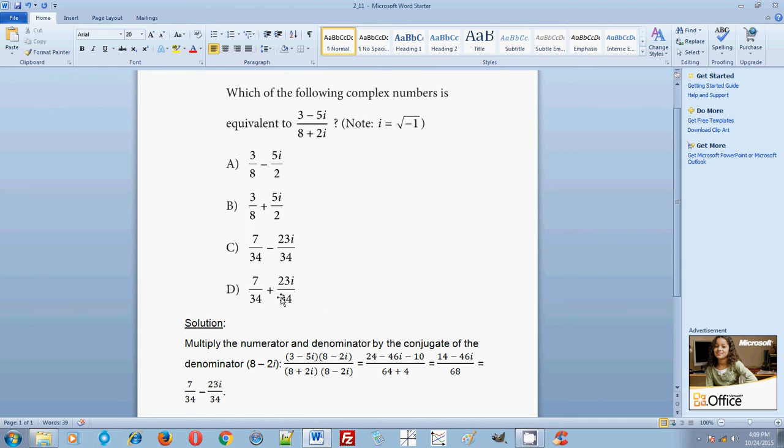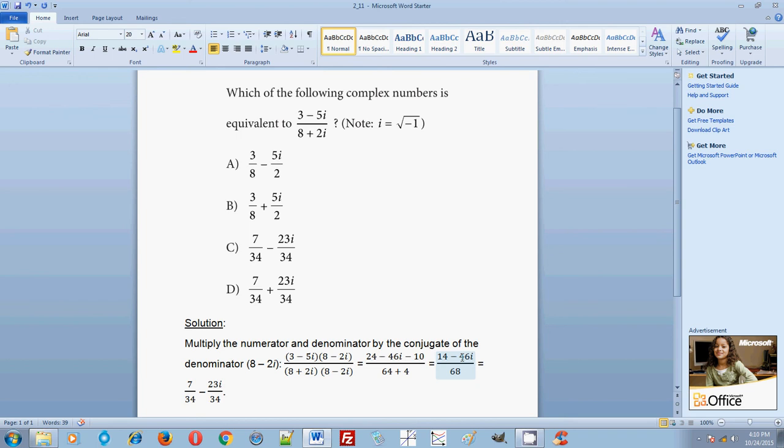So they're just numbers. They're all real numbers. They're not attached to any complex number whatsoever in the denominator. So we're already closer to the truth. Now we have 68, the net value, in the denominator, and we have 24 minus 10, which is going to be 14, minus 46i.